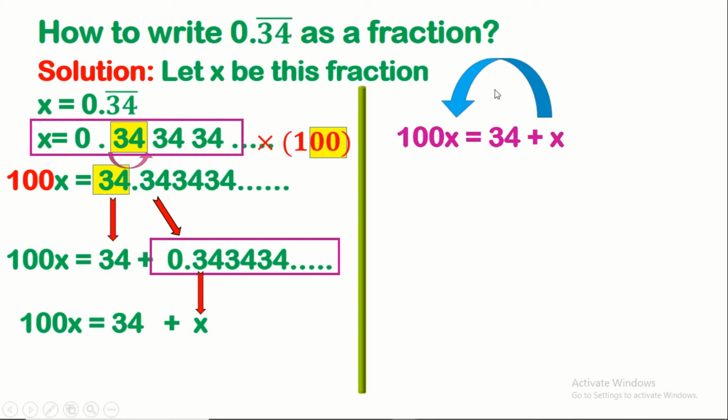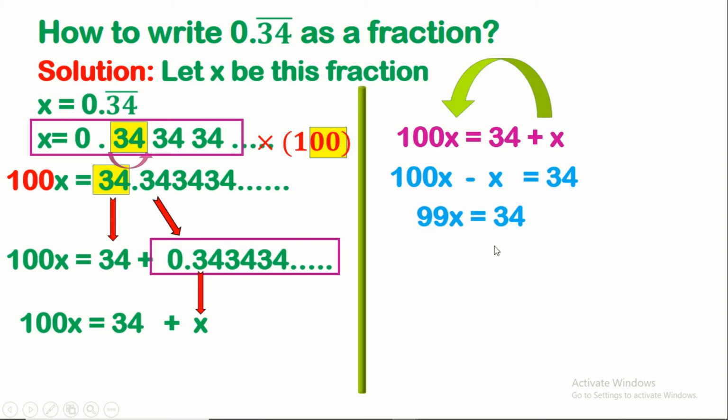We can move x to the first side. We group the unknowns together. So plus x becomes minus x. 100x minus x equals 34. Well, 100x minus x, isn't it 99x? So 99x equals 34. Here we have times between them.